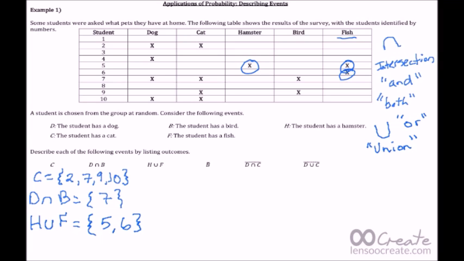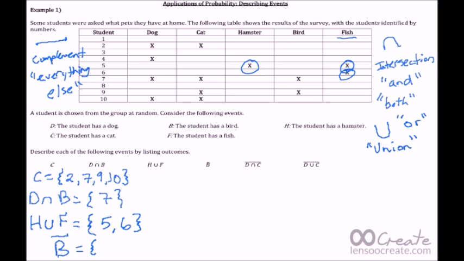Alright, the next one we have is event B, which is student has a bird, and then we have the symbol above it. This bar, there's a line above it. What that line means is complement, and complement basically means everything else. So we want to list in our event here everything else that isn't event B.